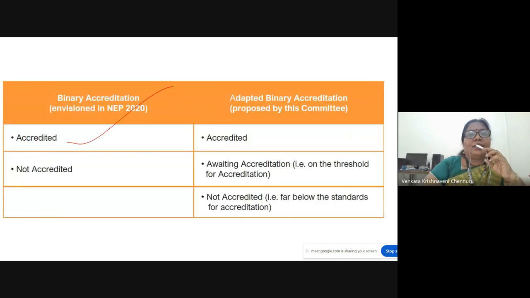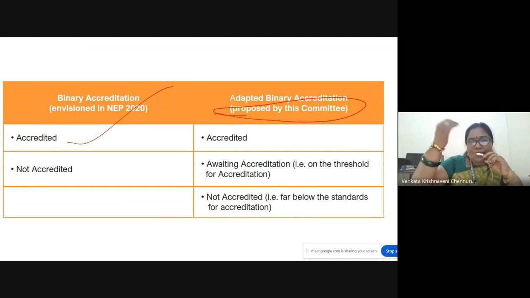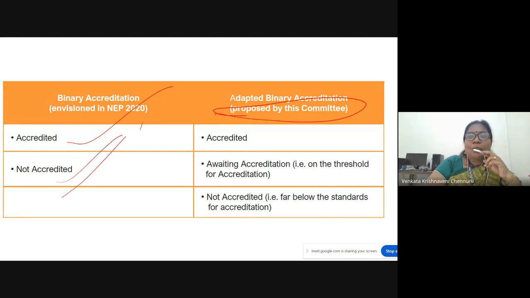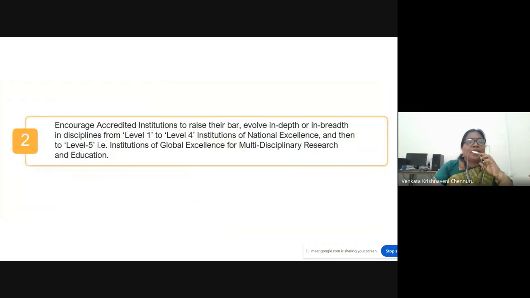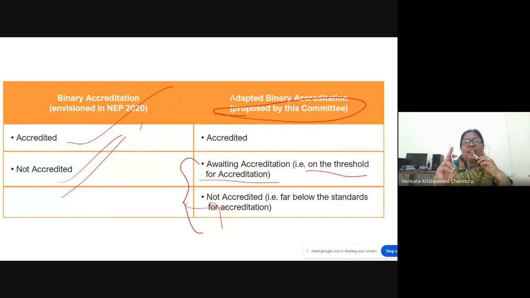So binary accreditation was envisioned in NAAC 2020, and adapted binary accreditation is proposed by this committee. We have seen earlier what the vision of NAAC 2020 was, and that is being adopted here by the new framework. Adapted binary accreditation can take two forms: awaiting accreditation, that is on the threshold of accreditation, and not accredited, far below the standards of accreditation. Now, the first point is this, binary accreditation.